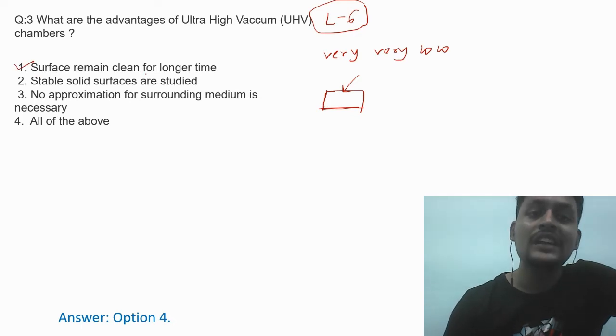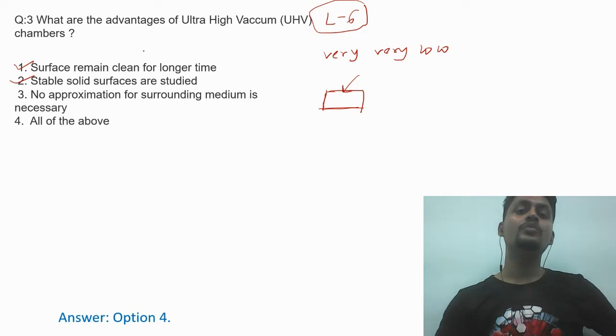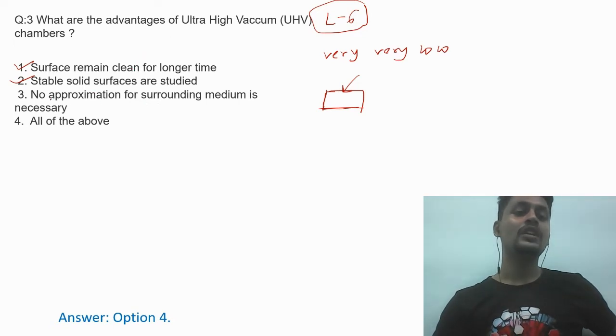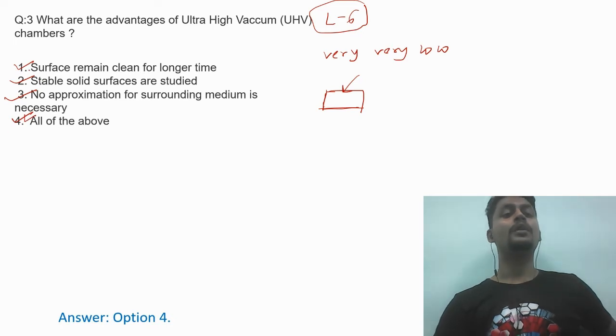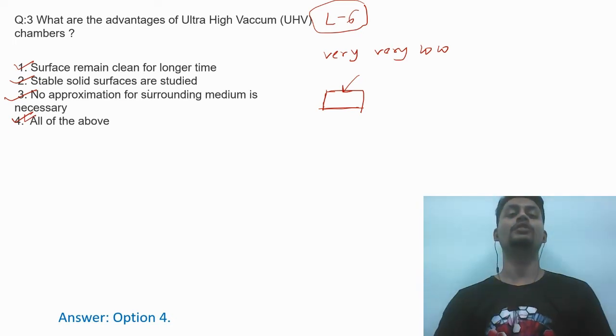The surface remains clean for a longer time, and in ultra high vacuum, stable solid surfaces are studied. Obviously, as it is under a high vacuum, and the sole purpose of ultra high vacuum is to make it clean, there is no surrounding medium, so no approximation for the surrounding medium is necessary. So the answer will be all of the above. All the points raised are actually true for ultra high vacuum technology.